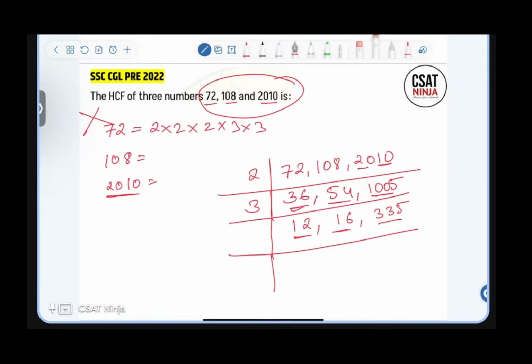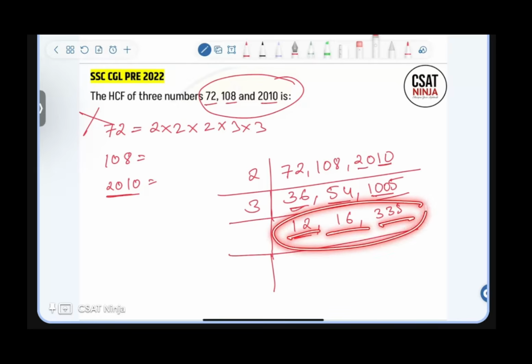But here, let's check whether this number is divisible by 3. 12, yes, but 16, no. That means I can stop here. Why? Because this number and this number are divisible by 2, I know, but this number is not divisible by 2, because it is ending in 5. So there is no such number that can divide all 3 of them.